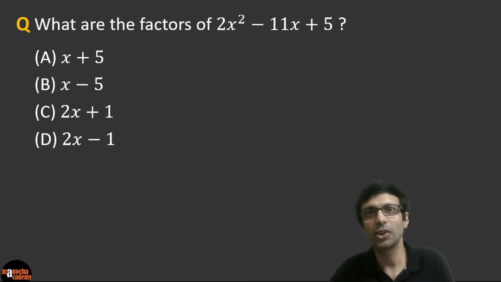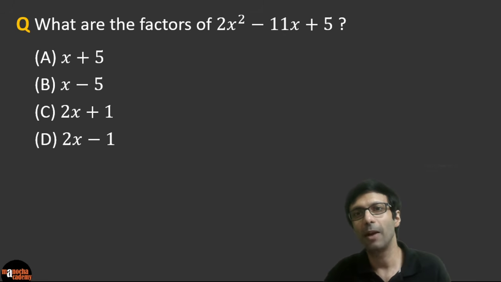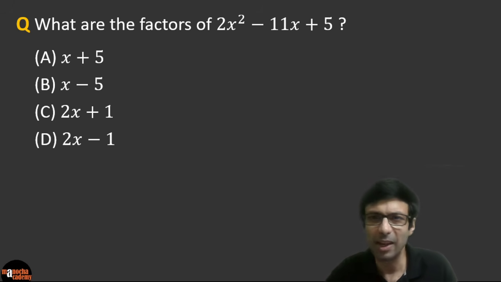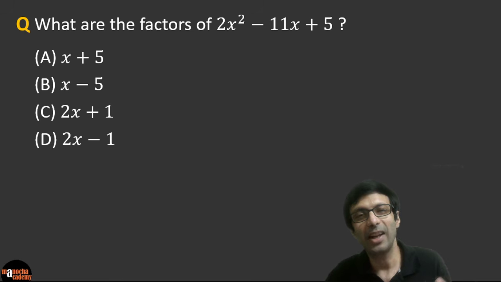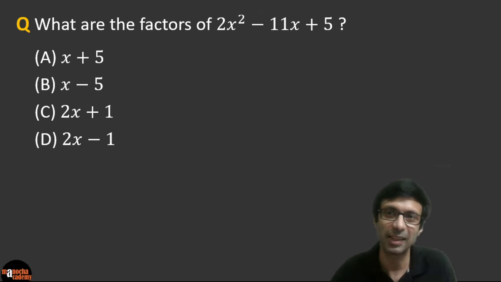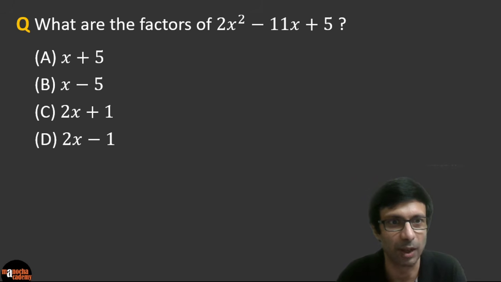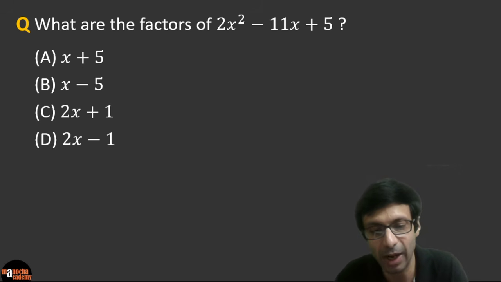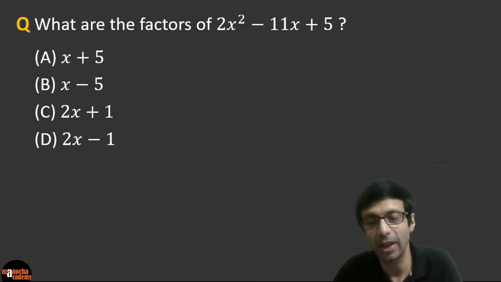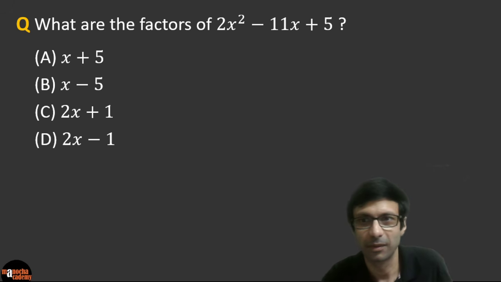Okay, guys, ready for this next question? What are the factors of 2x squared minus 11x plus 5? Okay, so as we are using remainder and factor theorems, guys, use the right theorem in this class rather than doing it with factorization or long division. I think you know that already, but we are trying to practice the factor theorem or the remainder theorem here. So come on, guys, try. What are the factors of 2x squared minus 11x plus 5? From this list, I've got x plus 5, x minus 5, 2x plus 1 and 2x minus 1. Which one do you guys think?